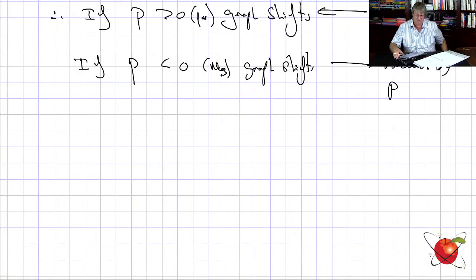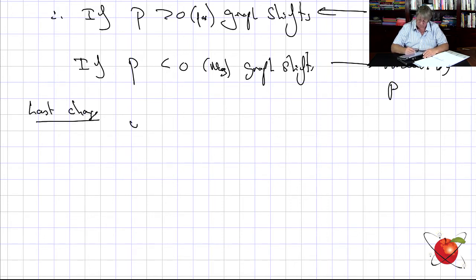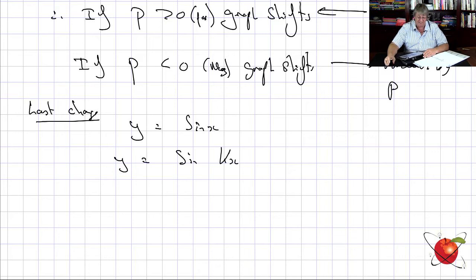Right. Now, the last change is, remember we started with y is equal to sine x. Now, what if we had y equal to sine of kx? K can be greater than 1.